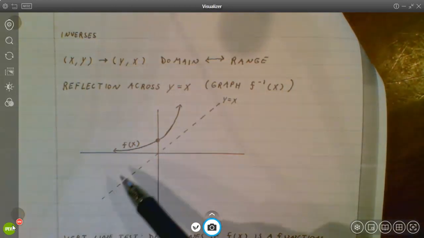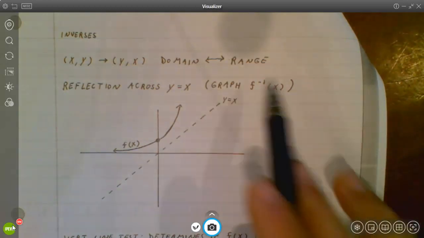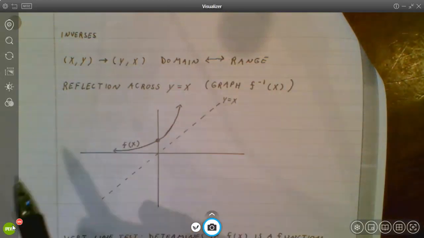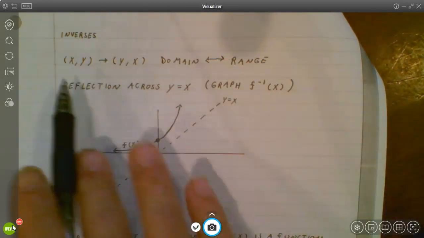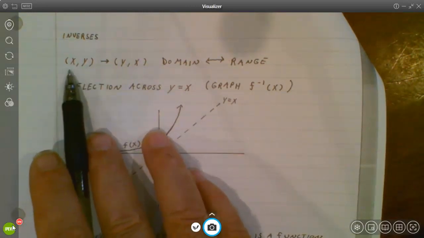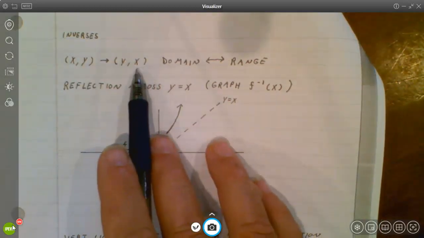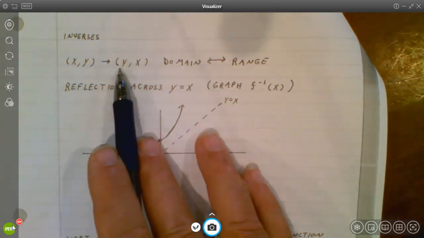So here's the line for y equals x, that dotted line, that's like our mirror. The domain and range also trade places. Because x and y trade places, naturally the domain and range would change as well, right? So you know your domain is your x's and your range is your y's. So the domain of the original becomes the range of the inverse, and the range of the original becomes the domain of the inverse.